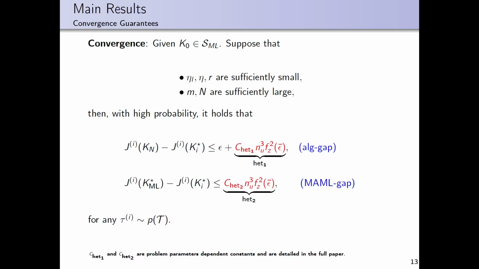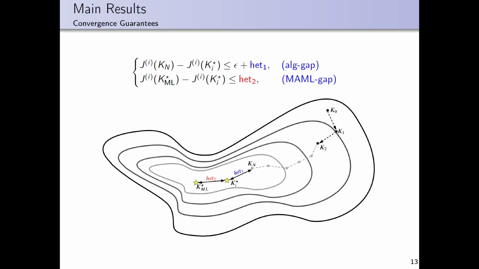Also, each task optimal controller is going to be close to the MAML controller by also a heterogeneity term. And the main takeaway here is that after a sufficiently large number of iterations, we're going to converge to a region that is close to each task optimal controller, where each task optimal controller is also close to the MAML optimal controller, where this closeness is defined by the heterogeneity across the tasks.